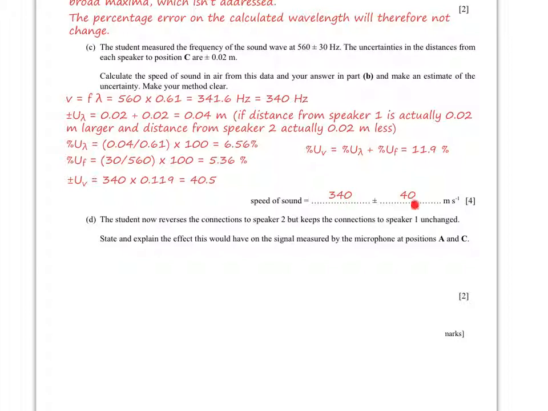Note how I'm consistent with the number of decimal places I'm giving my uncertainty to in relation to my stated value. If you only had this 0.02 metres, you get about plus or minus 30. You get 3 out of the 4 marks.